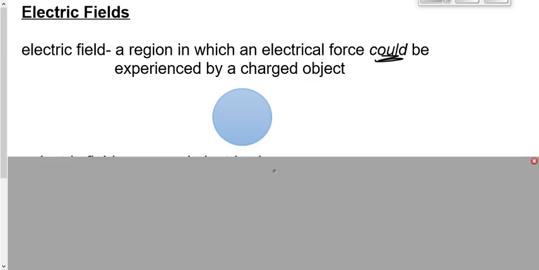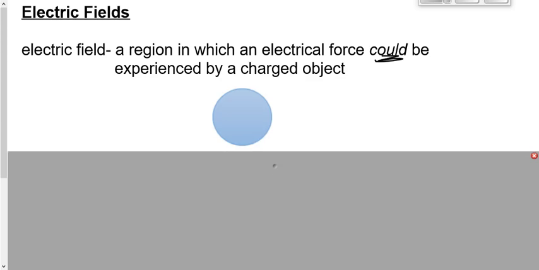Now, an electric field is a little bit different than a gravitational field in one sense, in that the gravitational field always points towards the producer. Always points towards the producer. There's only one type of mass, and mass causes a gravitational field to point towards it.